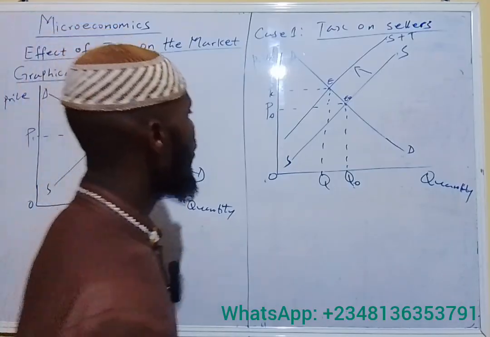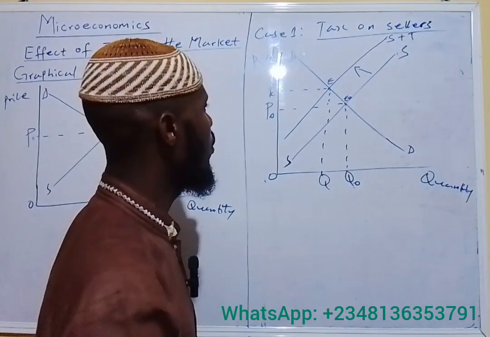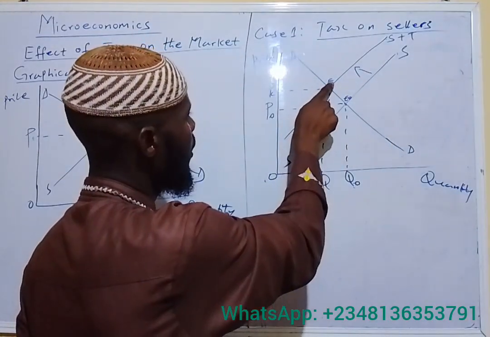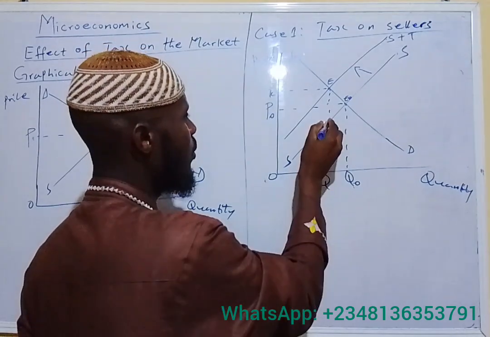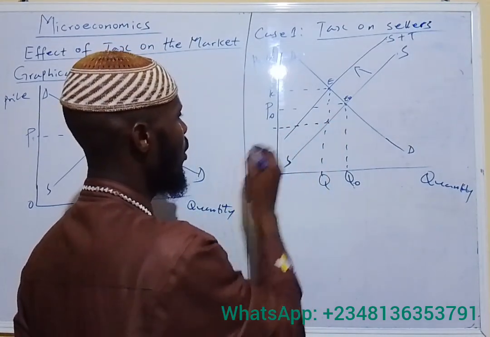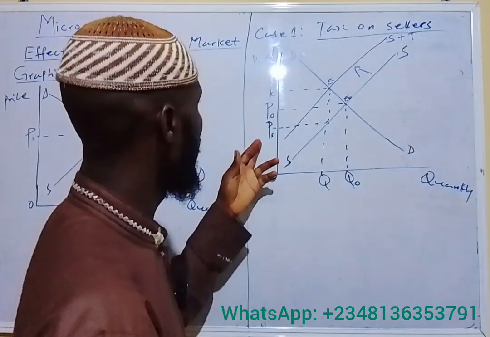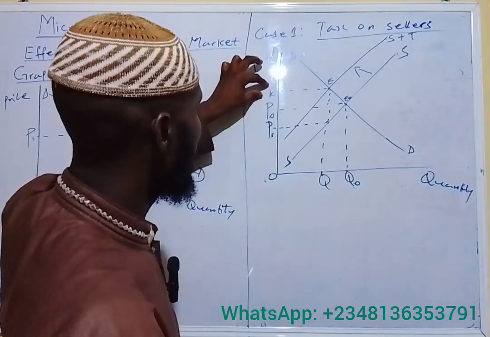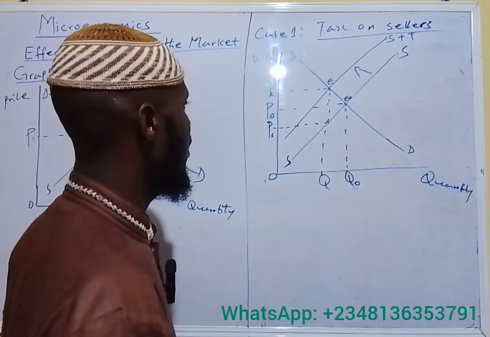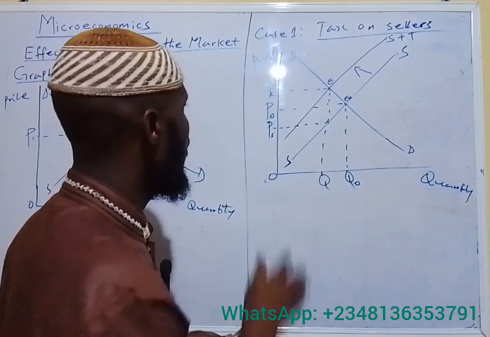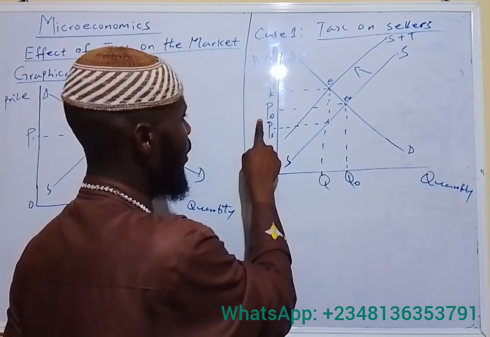The price the sellers are receiving in the market is determined by the original supply curve. Look at this: from here, we trace it down to the original supply curve, then we trace it back to the price axis here. This is what the sellers are receiving. The buyers are paying PC, the sellers are receiving PS. But without tax, the price is P naught.